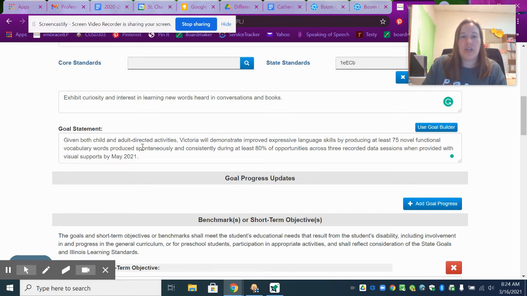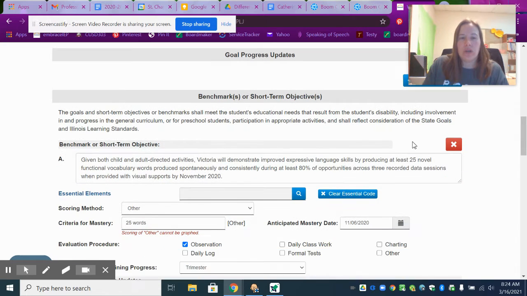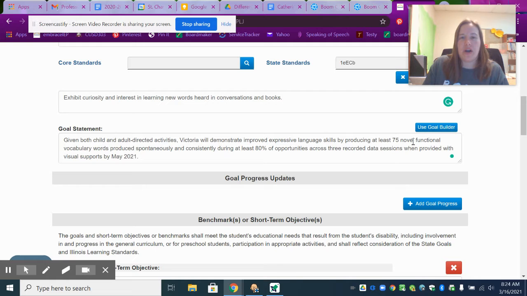So during child or adult led activities, the student will improve expressive language skills by producing at least 75 novel utterances. That's the overall goal. She's not working on 75 words right now, but you do 25 at a time. So 25, 50, 75.